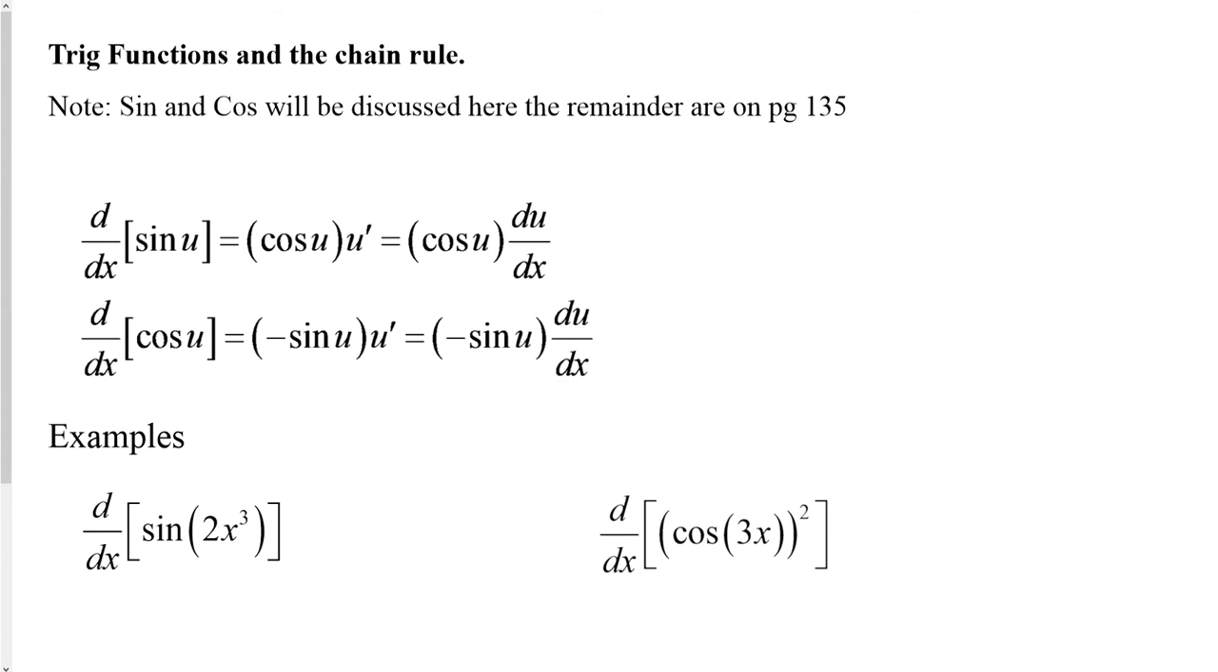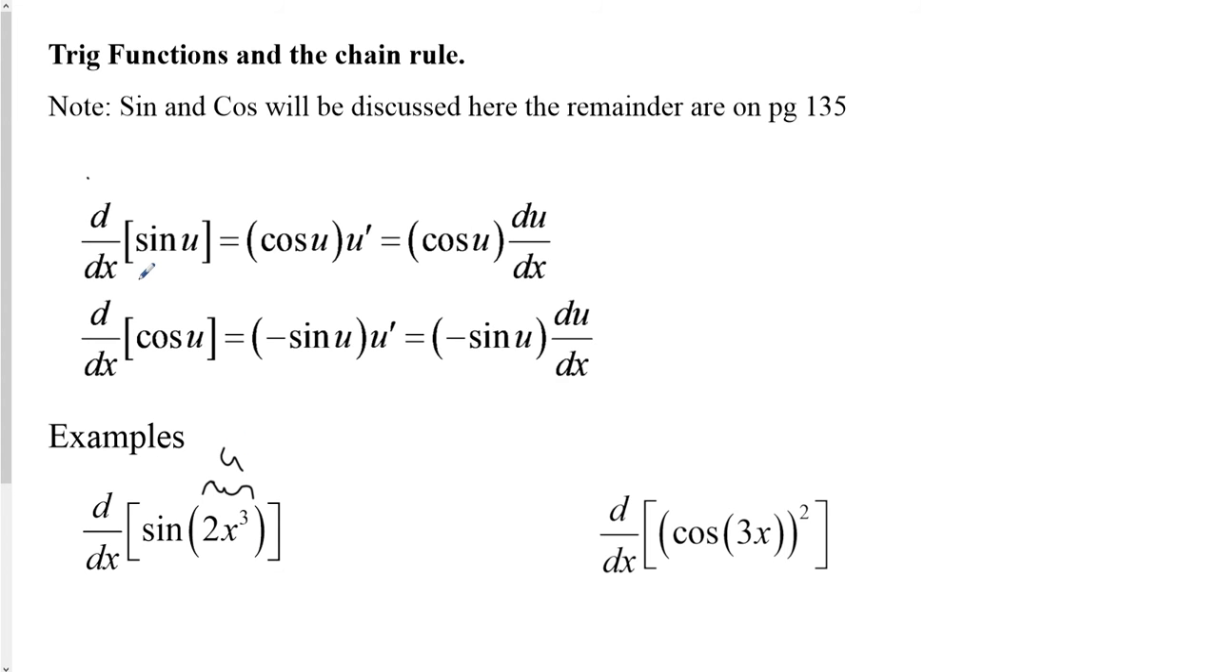Let's talk about the trig functions. And again, these are chain rule expressions of the derivatives of trig functions. So when you see this sine u, this u is a function of x. So when you look down here in my example, you say sine of 2x to the third. Well, this 2x to the third is a function of x. This right here is my u that I'm looking at.